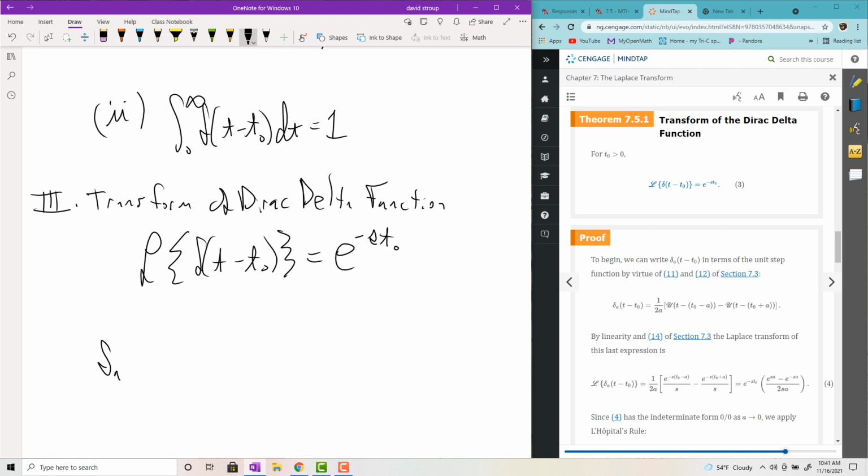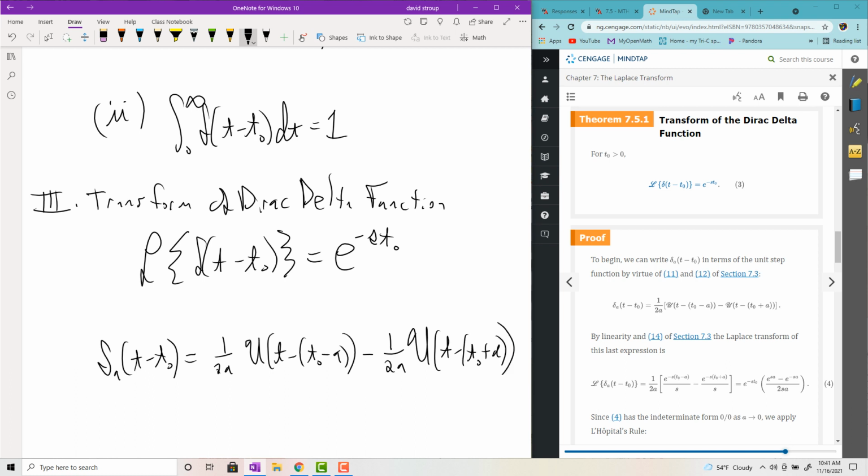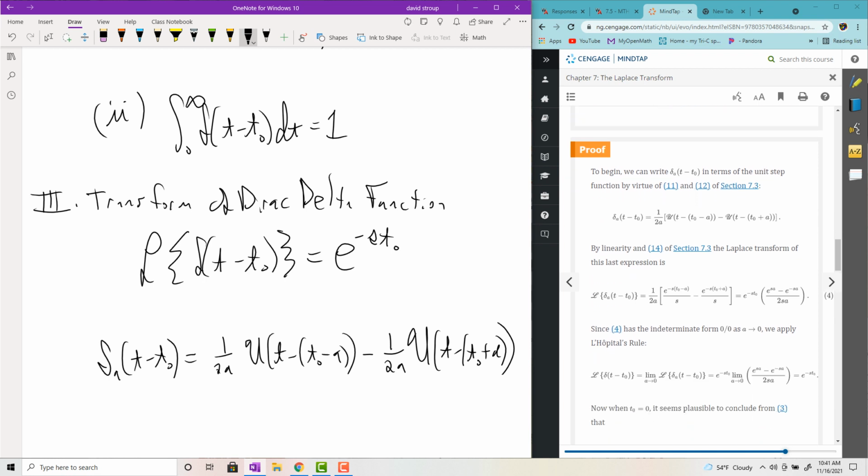The proof of that they accomplish just by rewriting our Dirac delta function in terms of piecewise functions. So delta sub a of t minus t sub 0 you want to be equal to 1 over 2a. You want it to be 0 and then turn on to 1 over 2a at t sub 0 minus a, so you'd have 1 over 2a times u of t minus t sub 0 minus a. Then you want it to turn off at t sub 0 plus a, so you subtract 1 over 2a times u of t minus t sub 0 plus a. Then you know how to take transforms of the piecewise functions, and you can see that's what they did here.